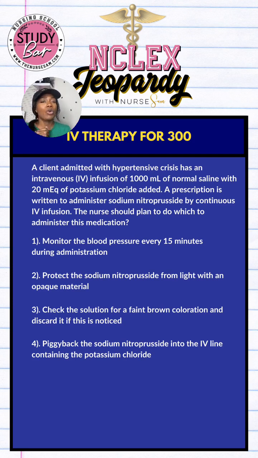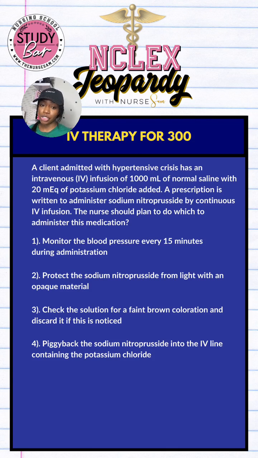All right, let's get into this last question, guys. It says, a client admitted with hypertensive crisis has an intravenous infusion of 1,000 milliliters of normal saline with 20 milliequivalents of potassium chloride added. A prescription is written to administer sodium nitroprusside by continuous IV infusion. The nurse should plan to do which to administer this medication.